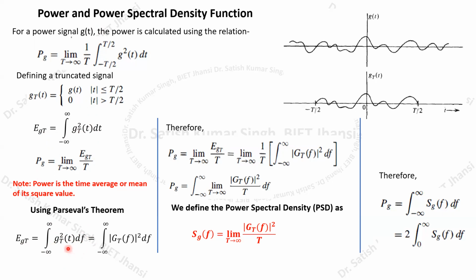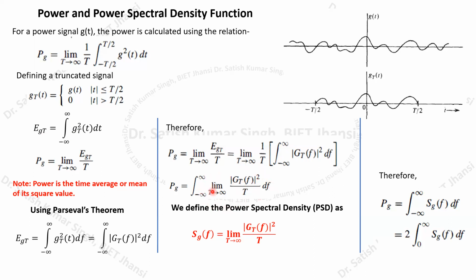Then if you have the Fourier transform of this g_T(t), you can directly substitute the Fourier transform here, square it, and integrate over the frequency range. This way you can rewrite this particular expression. Here this Pg can be redefined as limit T tends to infinity 1 upon T, integral from minus infinity to infinity of mod of G_T(f) square df. I am just taking this limit inside this particular integration, so minus infinity to infinity, limit T tends to infinity, of mod of G_T(f) whole square upon T, df.